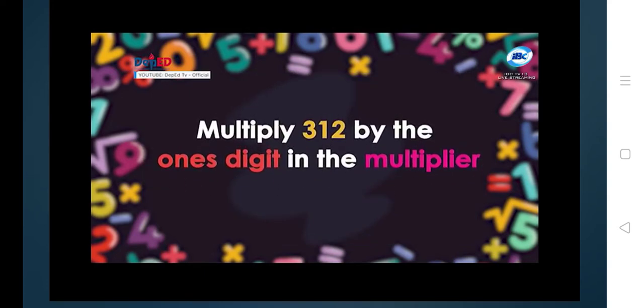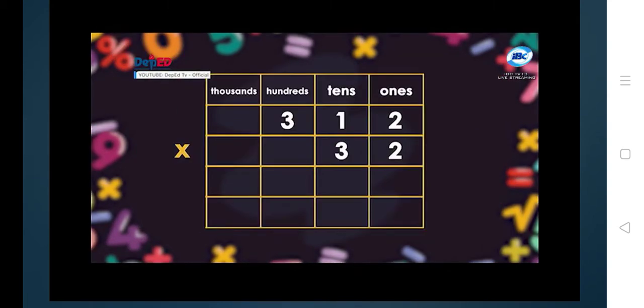Multiply 312 by the ones digit in the multiplier. Multiply 2 ones by 2 ones and it is equal to 4. 2 ones times 1 tens is 20. We will write 2 in the tens place and add 0 to 4. And lastly, 2 ones times 3 hundreds, the answer is 600. We will write 6 under the hundreds place. 2 multiplied by 312 is 624.